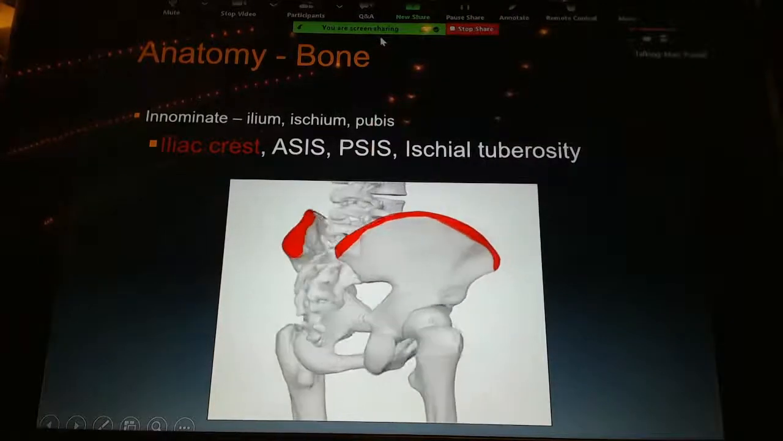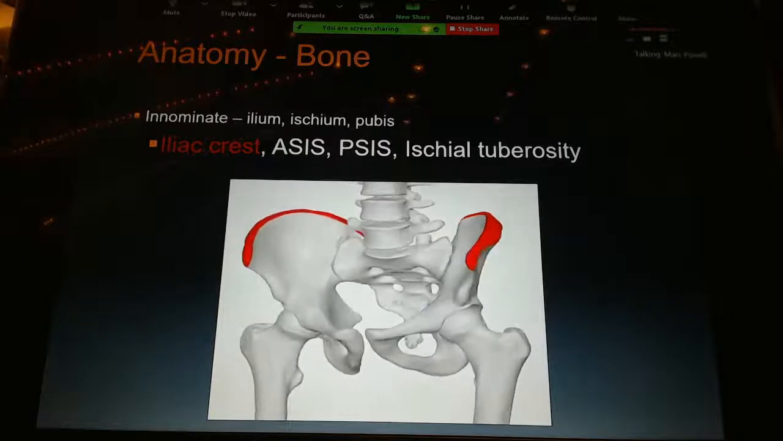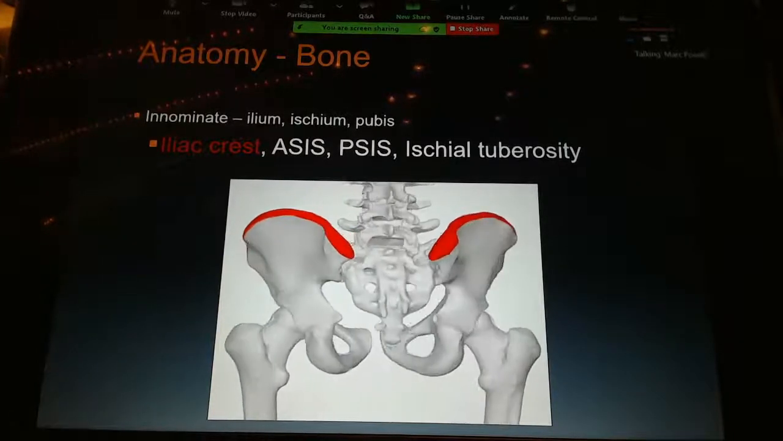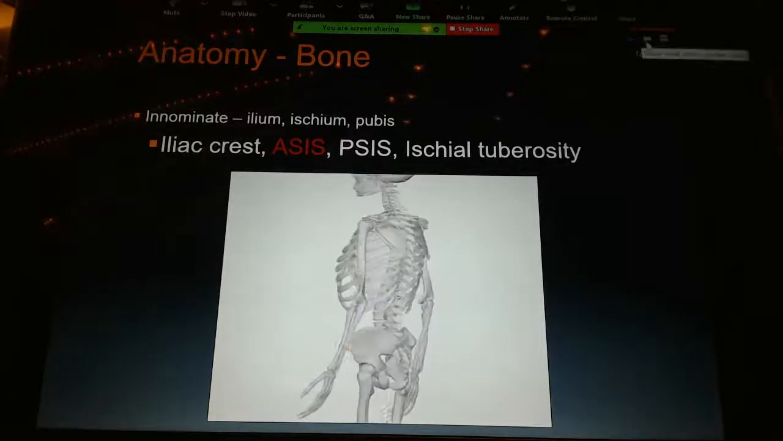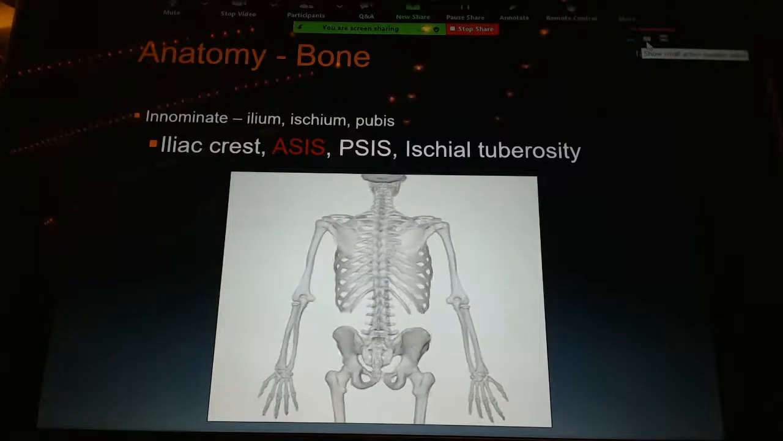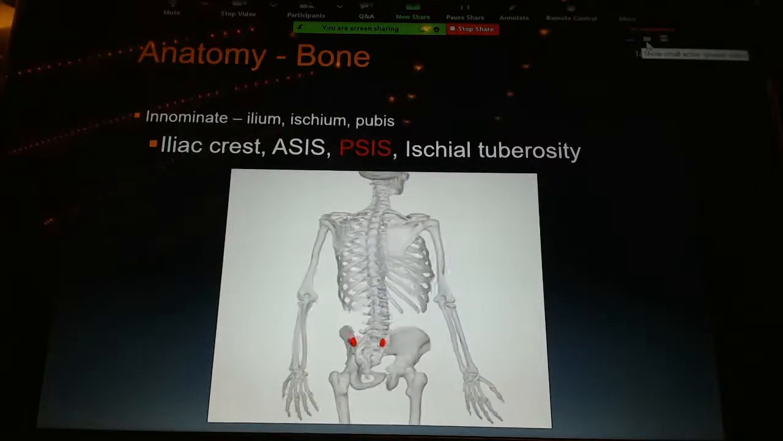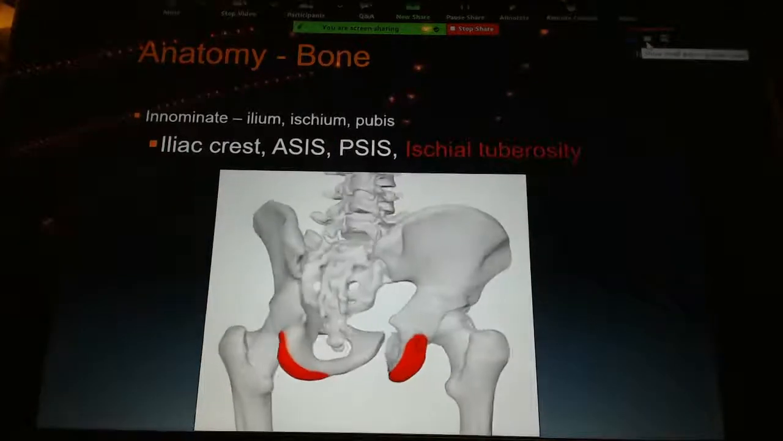So, starting with that bony anatomy, again, get your iliac crest. These are things that I want you to be very familiar with palpating. Then from there, we go to the ASIS. Very easy to find, making sure that you can really palpate. These are important. PSIS, you will see that a lot today, as well as the ischial tuberosity.